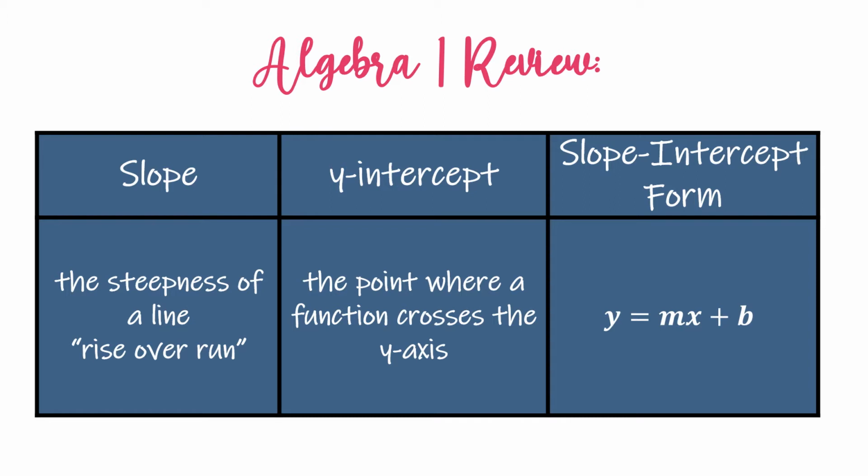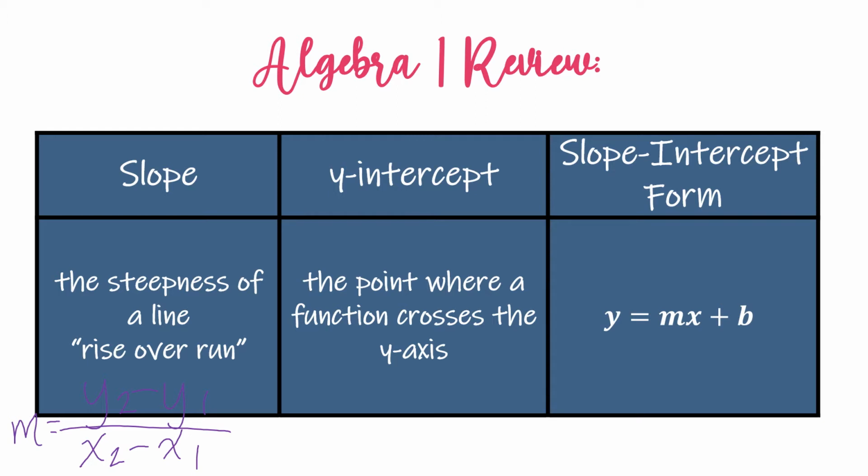To find the slope, you can do a couple of different things. You can either, if you have a graph, count rise over run, or you can use the formula y2 minus y1 over x2 minus x1. The letter m is used to represent slope.